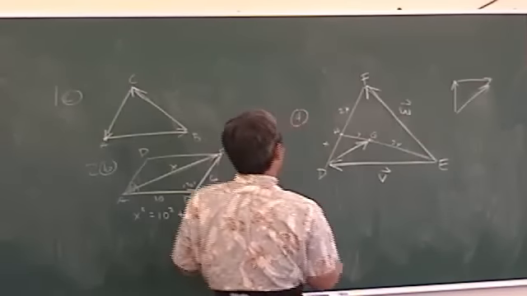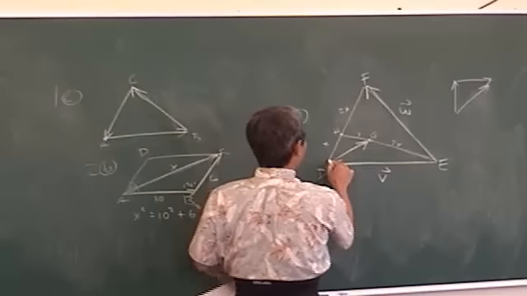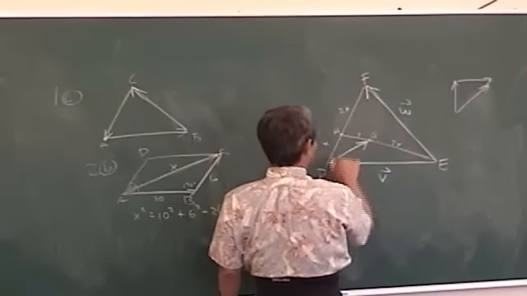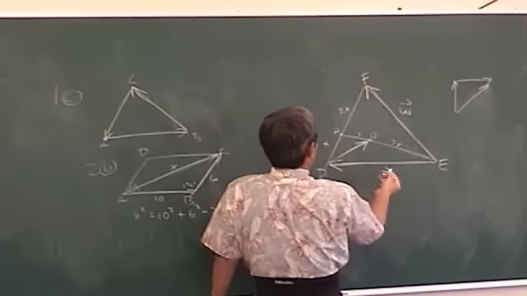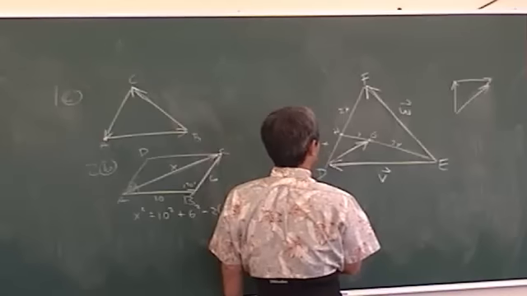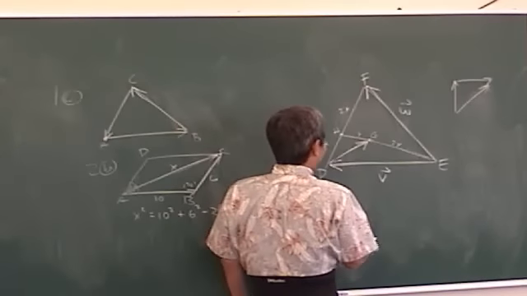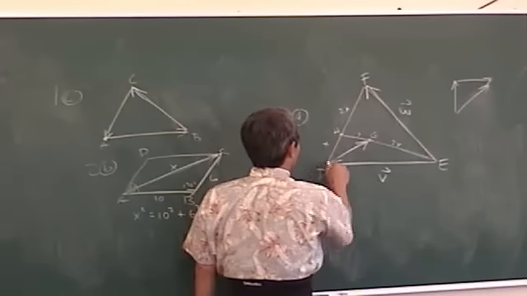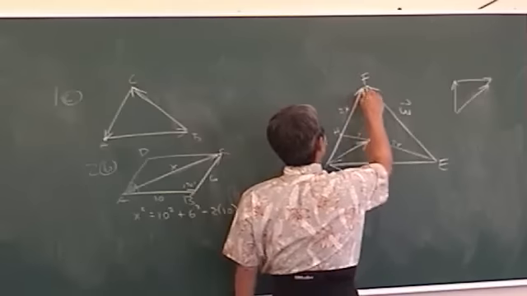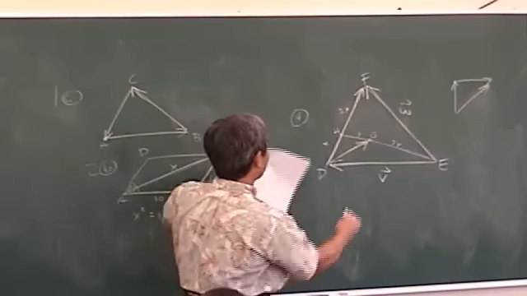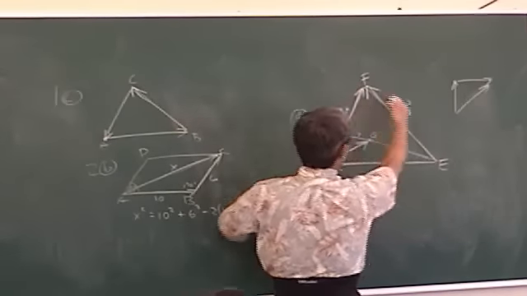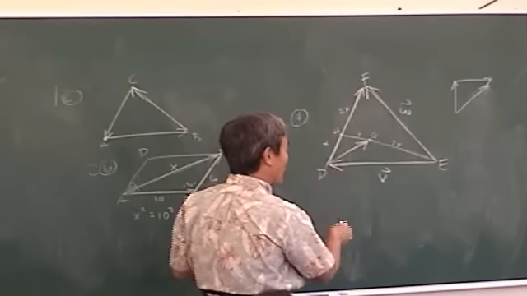So let's go to the very beginning. Do you want to form vector DF or FD? Doesn't matter. Which way do you want it to point? DF or FD, pick one. Okay, DF. Now look at the big triangle. Look at the three vectors that are there. What plus what equals what?